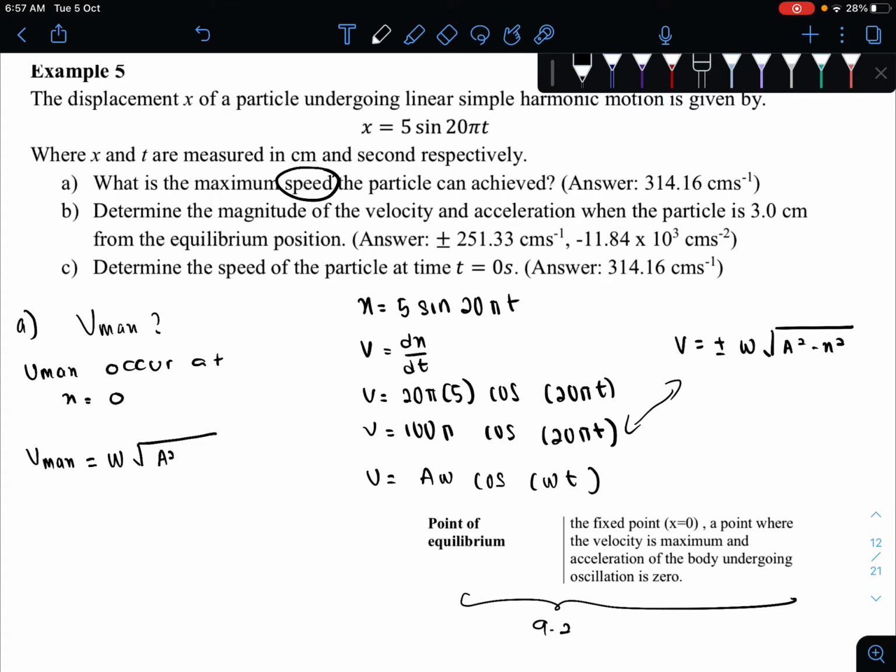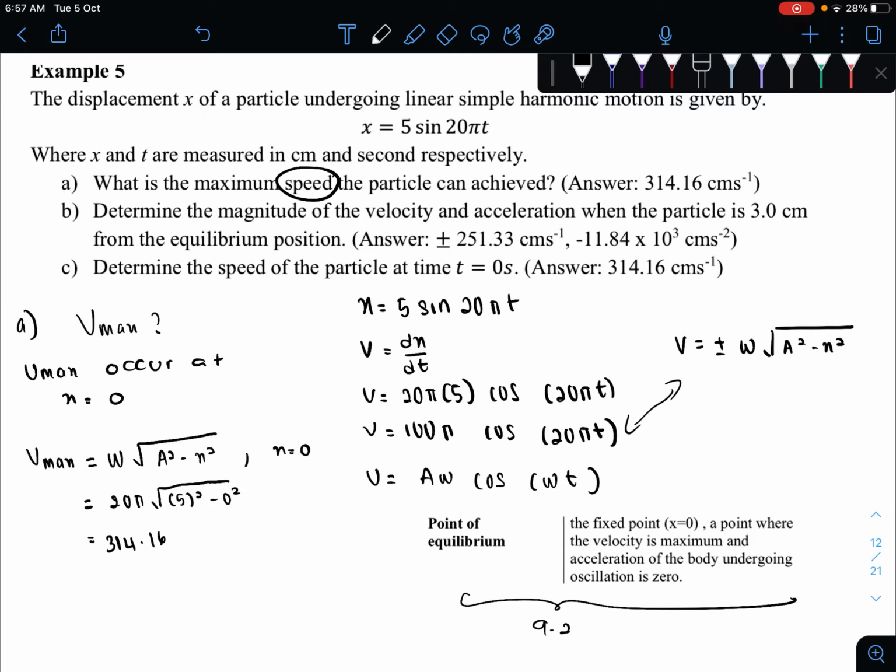Omega square root of A square minus X square. Okay, X is equal to 0 because V is maximum. Alright, and then we will get omega, which is 20 pi, times the square root of A square, which is 5 square minus 0 square. And then press the calculator, you should get 314.16.